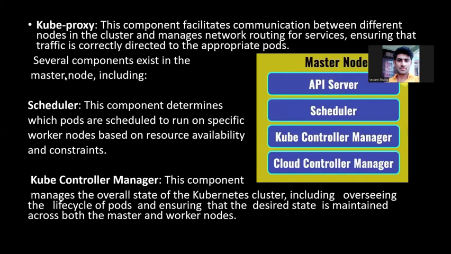The API server is a central point for communication, and the kube controller manager. This component manages the overall state of the Kubernetes cluster, including overseeing the life cycle of pods and ensuring that the desired state is maintained across both the master and worker nodes.